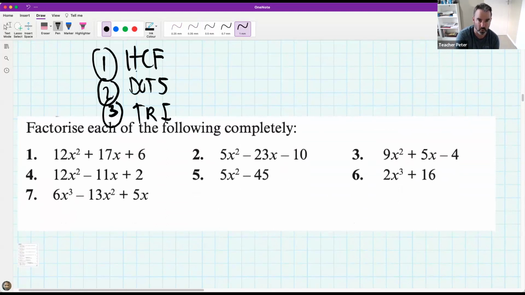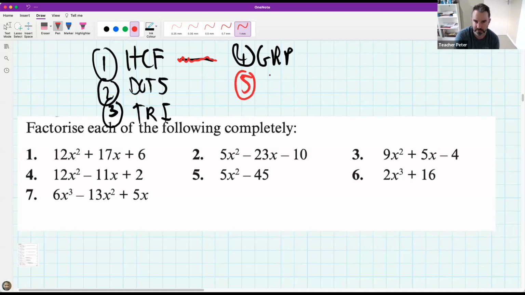And we normally do them in that order, so we always try to do them first. But there are 2 more. There's something called grouping, which is kind of like a special case of the highest common factor, so it's related to number 1. And then the 5th one is the sum and difference of 2 cubes.